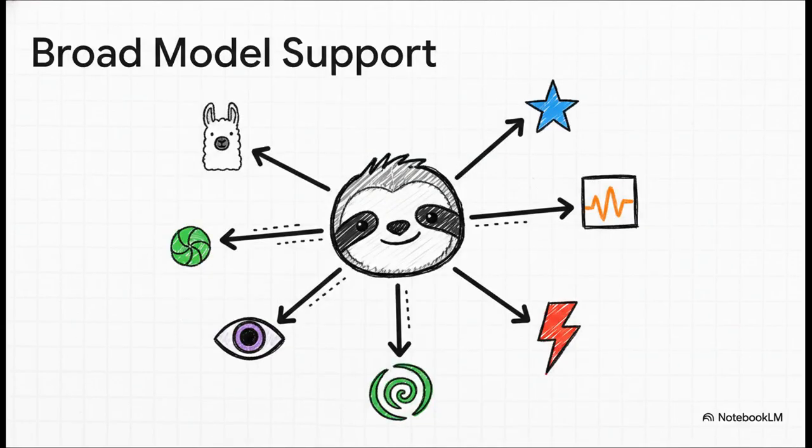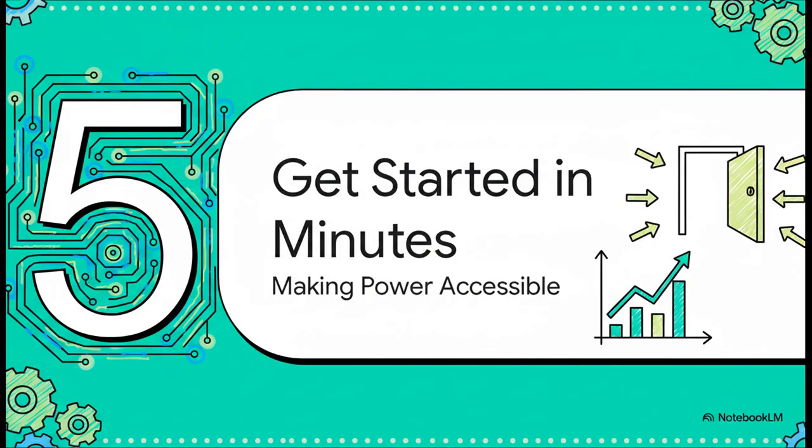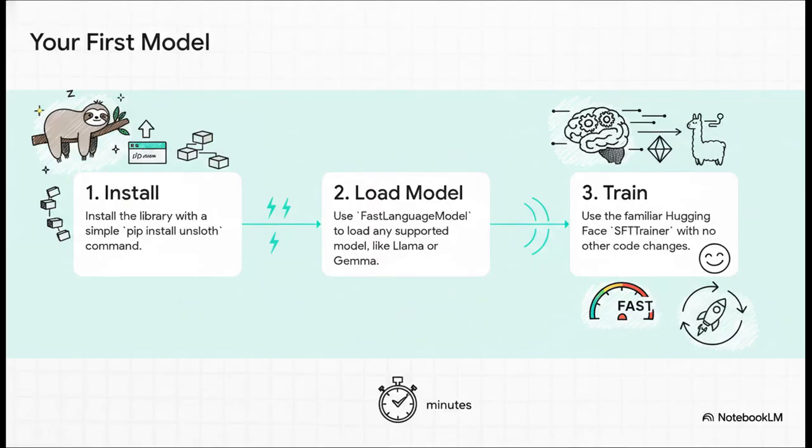And all this power isn't locked down to just 1 or 2 models. Unsloth supports a huge range of the most popular architectures out there. We're talking the Llama and Gemma series, models from Qwen, DeepSeek, Mistral. It even works with text-to-speech and vision models. Now, all this power and performance might sound super complex, but honestly, one of the best parts about Unsloth is just how ridiculously easy it is to get started. I'm not kidding, it really is this simple. You do a standard pip install, and then you just change one line of code for how you load the model. The rest of your code, like the popular Hugging Face trainer, stays exactly the same. You can pop this into an existing project in literally minutes.